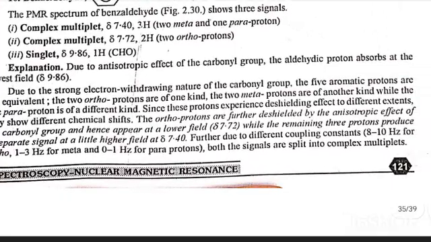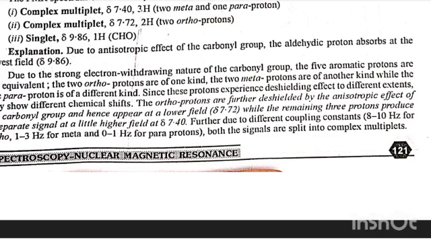Benzaldehyde. The PMR spectrum of benzaldehyde shows 3 signals: a complex multiplet at delta 7.40 for 3 protons, a complex multiplet at delta 7.72 for 2 protons (the 2 ortho protons), and a singlet at delta 9.86 for 1 proton, CHO. Explanation. Due to the anisotropic effect of the carbonyl group, the aldehydic proton absorbs at the lowest field.